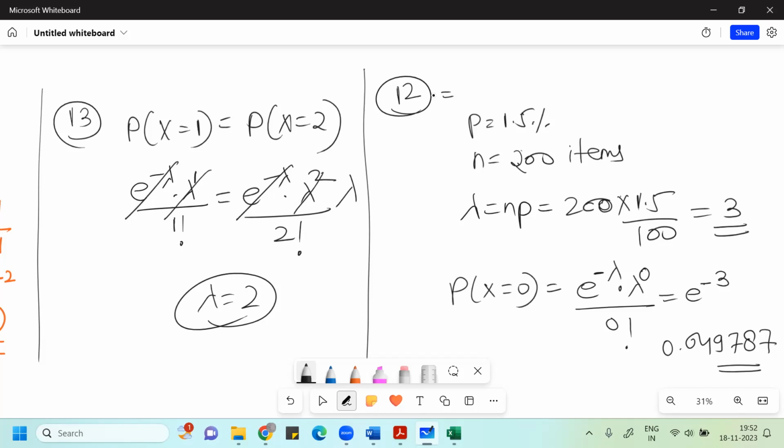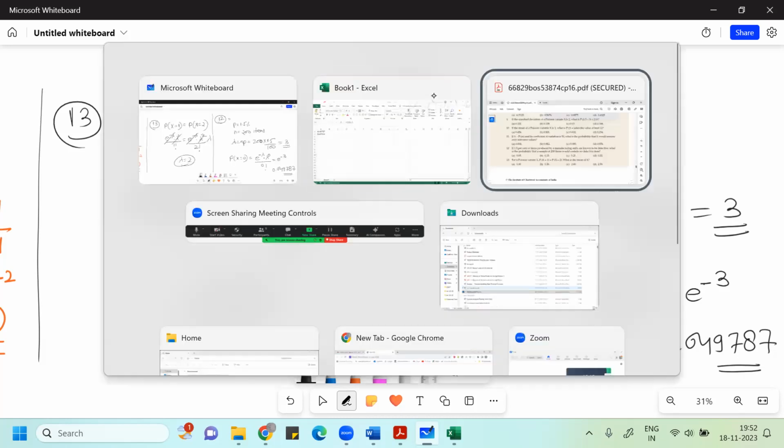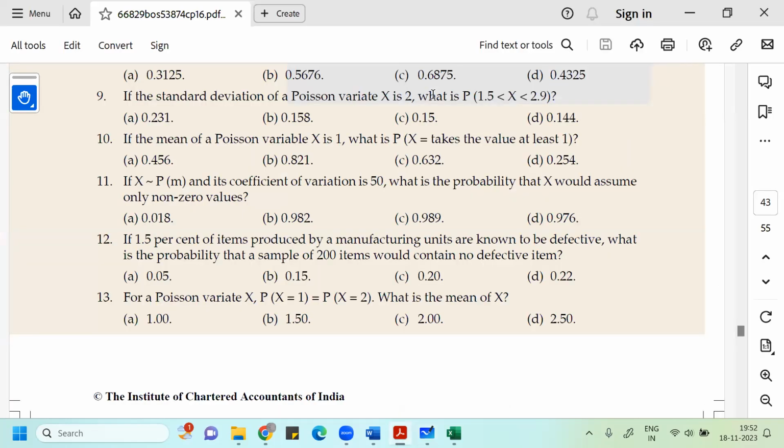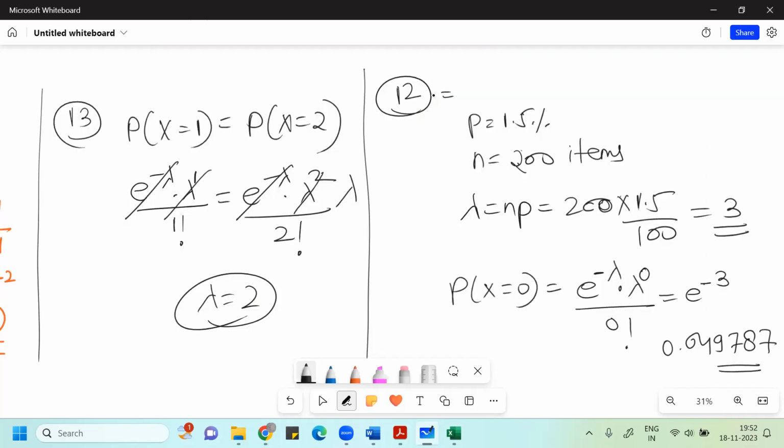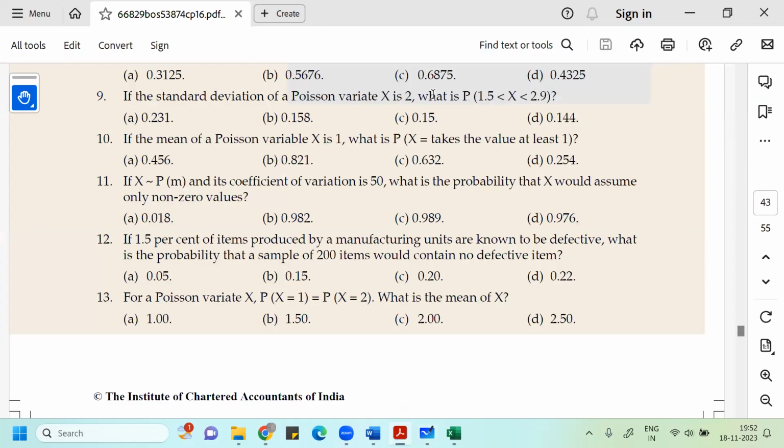Done? Any doubt? Okay, let me just check. The 12th one, the answer would be 0.05. Option A would be the answer.